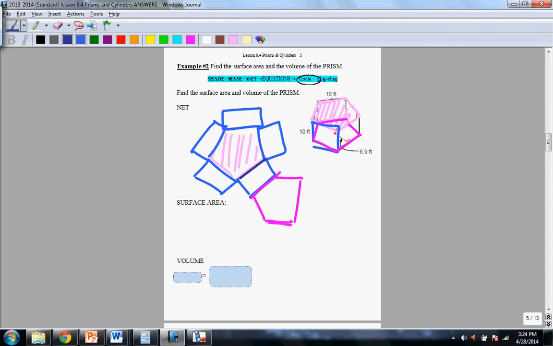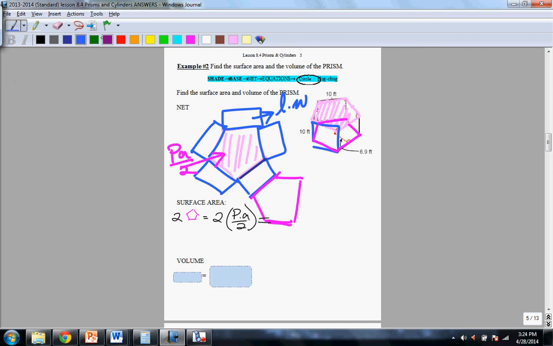Okay, so now we want to find the surface area. To find the area of these guys, this is just length times width. To find the area of the regular polygon, that's perimeter times apothem over 2. So I'm going to do it this way. I have 2 pentagons. So I'm going to make 2 times that. So that's 2 times perimeter times apothem over 2.